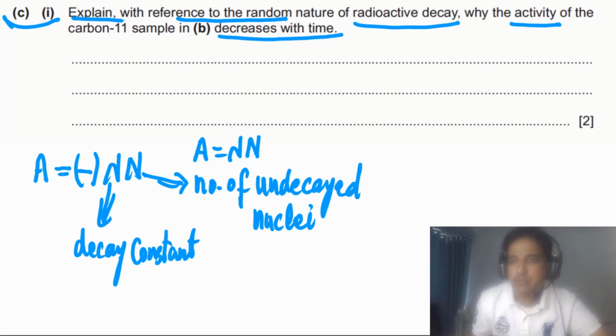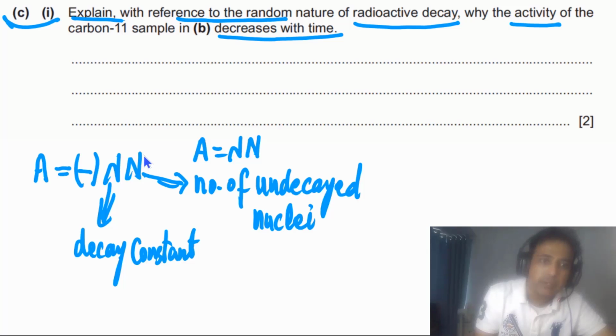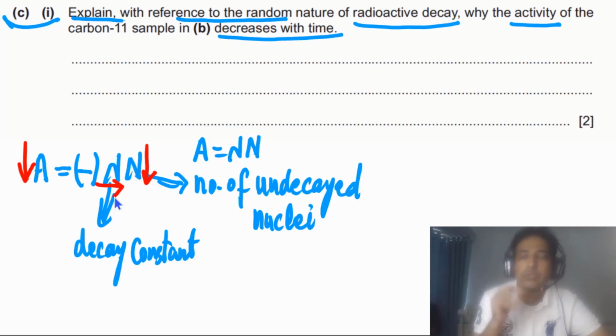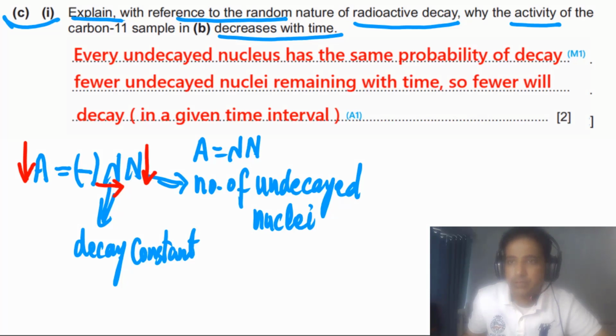As time passes, the number of undecayed nuclei in the sample goes down. As the number of nuclei goes down, activity also goes down, because lambda is constant. So these are the points you need to understand to answer this question. Let me show you how you can write down your answer.